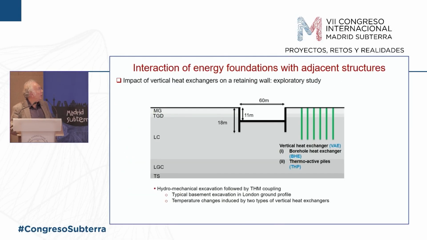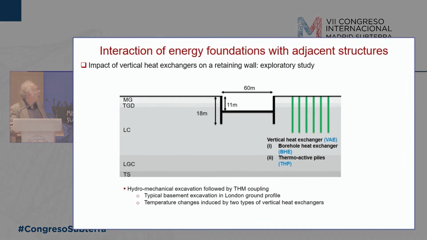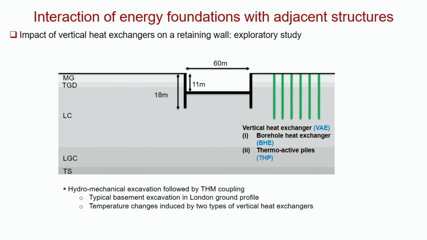And just last example is taking a retaining wall, where we're not looking at the heating, cooling in the retaining wall. We're looking at what happens when we do something at the side of it. So we've taken a London scenario, which was actually originally monitored years ago. It didn't have this there. We're inventing this. So we're taking a typical basement in London, and then we're going to apply temperature change to two scenarios that might occur.